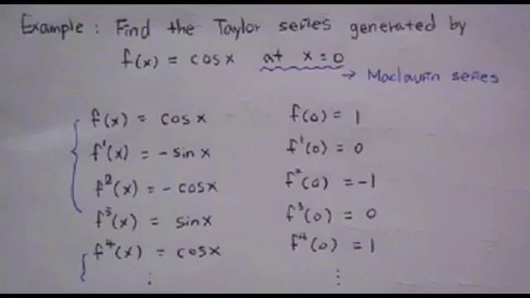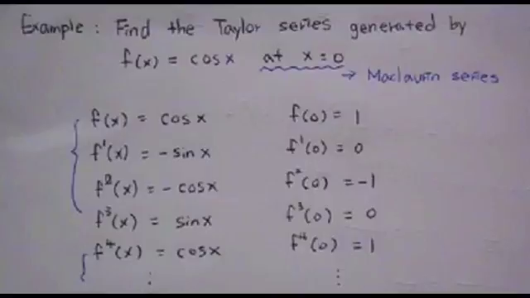Let's look at an example now. Find the Taylor series generated by f(x) equals cos x at x equals 0. So we are finding the Maclaurin series here. First differentiation, we get negative sin x. Second differentiation, we get negative cos x. We cannot find the pattern yet, so continue to differentiate in order to see the pattern. Third, we get sin x, and finally we get cos x back, which is the original function.